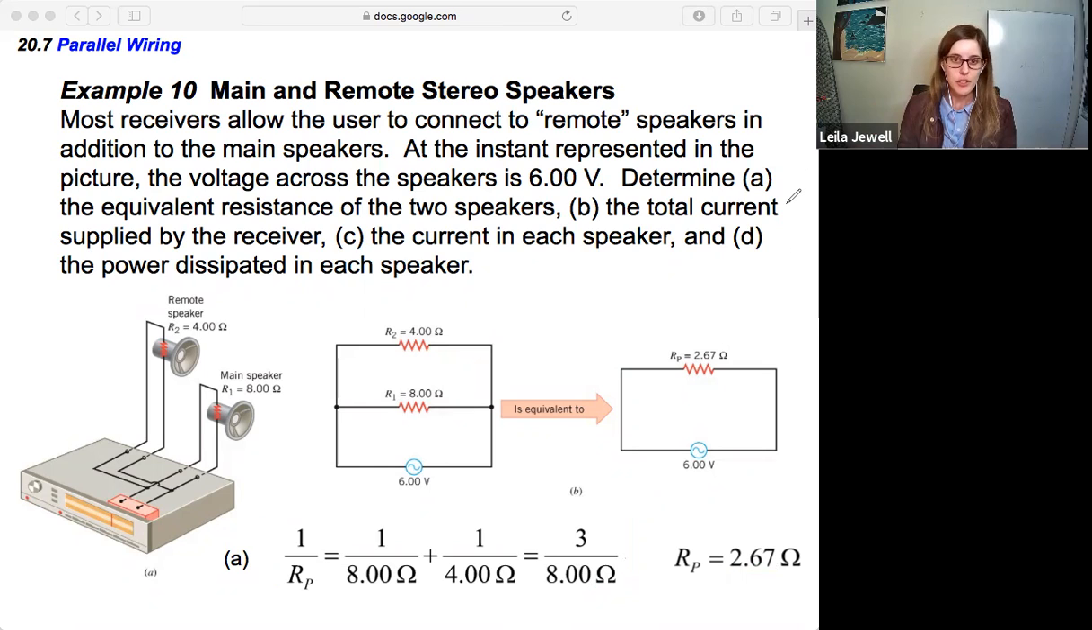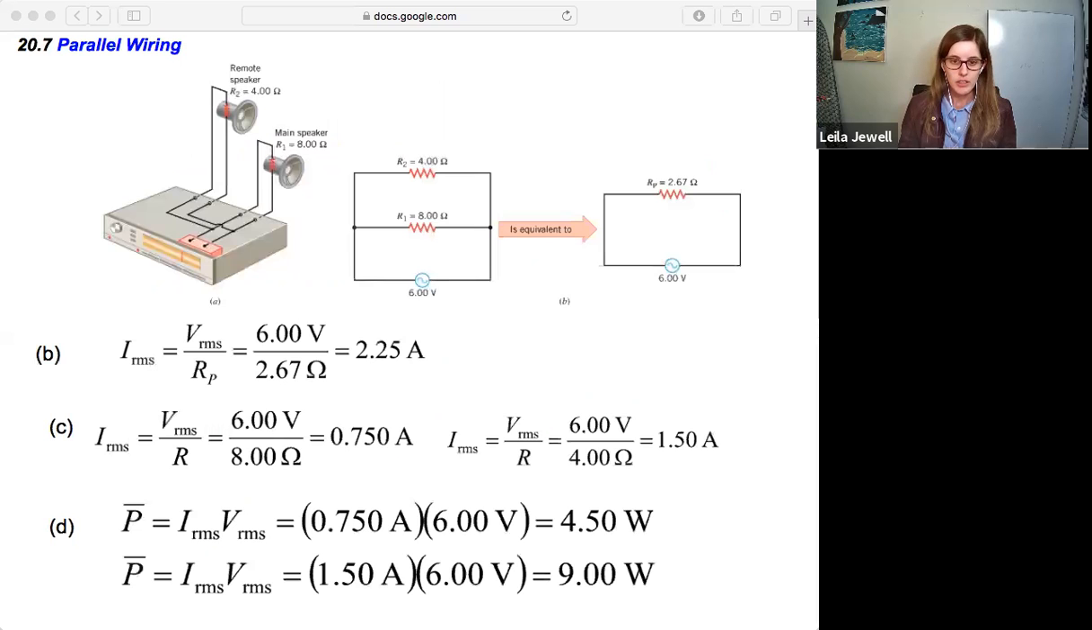Now we want to find the total current supplied by the receiver and the current in each speaker. So if we want to do that, now that we have a simple circuit, we know the total resistance and the voltage at that instant, we can figure out the current. So our current is just going to be the voltage divided by the total resistance in the circuit. So 6 volts divided by 2.67 ohms, which comes out to 2.25 amps.